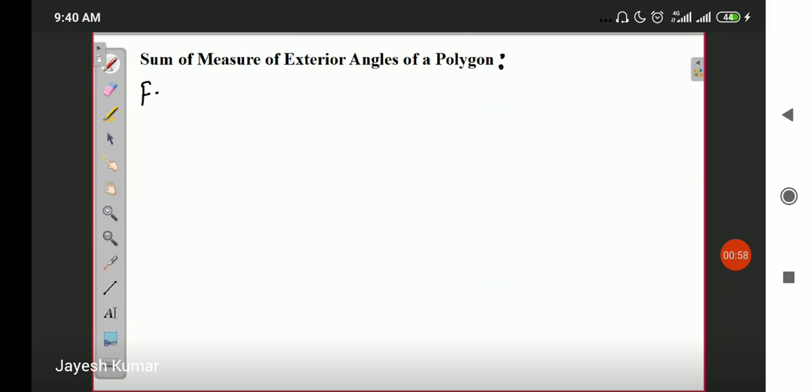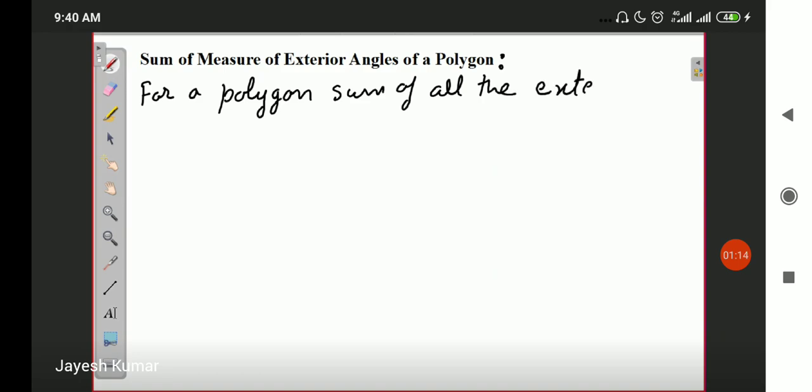I've already told you, but we will write it down once again. For a polygon, sum of all the exterior angles is always 360 degree. Okay. What does it mean?